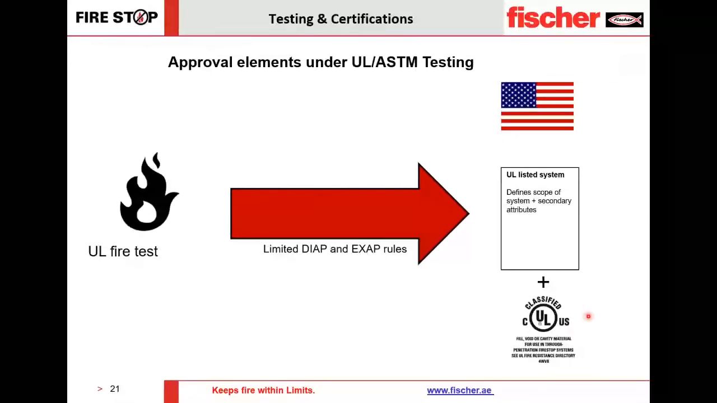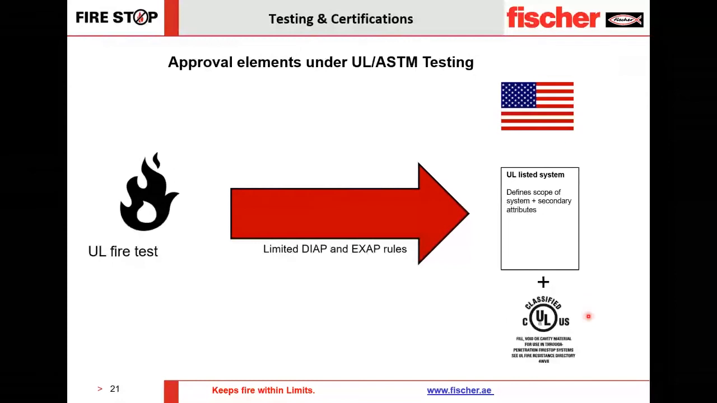Now, here you will see an example of a UL listed system on the Fischer FBB UL FIRESTOP block. And in a UL listed system, as you can see, the application is described in a really detailed level, and it's leaving no room for interpretation to ensure that the installation on site replicates the tested system almost exactly.